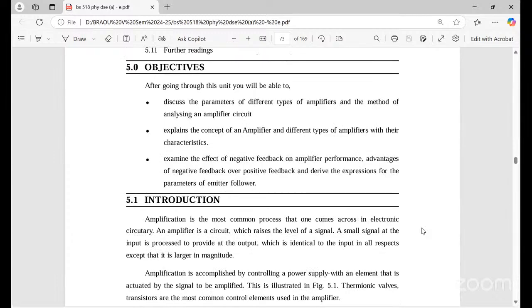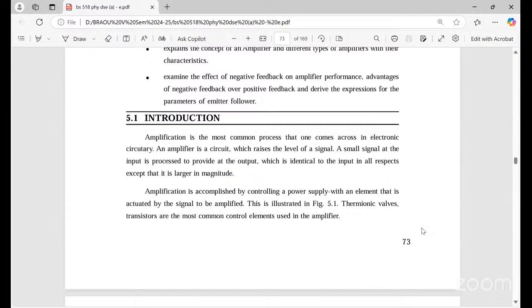Next is the introduction to the amplifier. So what do you mean by amplification? Amplification is the most common process that one comes across in electronic circuits. An amplifier is a circuit which raises the level of a signal. Just now we discussed that.